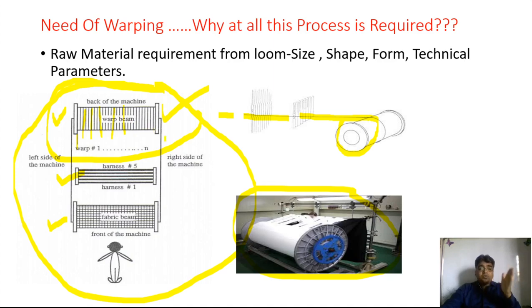So our loom does require the packages in the form of multi end. Now what is the major difference? What we have is single end, and what we require is multi end packages. Okay, so this is a major difference between what we require and what we have. So this thing we have to consider before enlisting the need of warping.